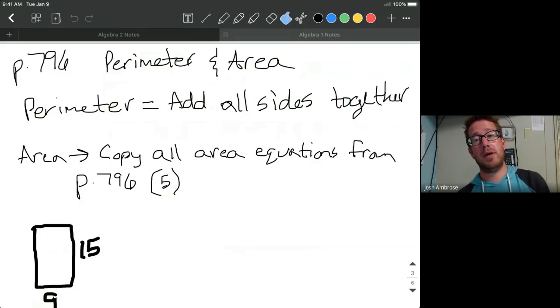All right, Algebra 1. Hey, welcome back, guys. We are going to continue on with our end of the year review. And today we are focusing on page 796. We're talking about perimeter and area.